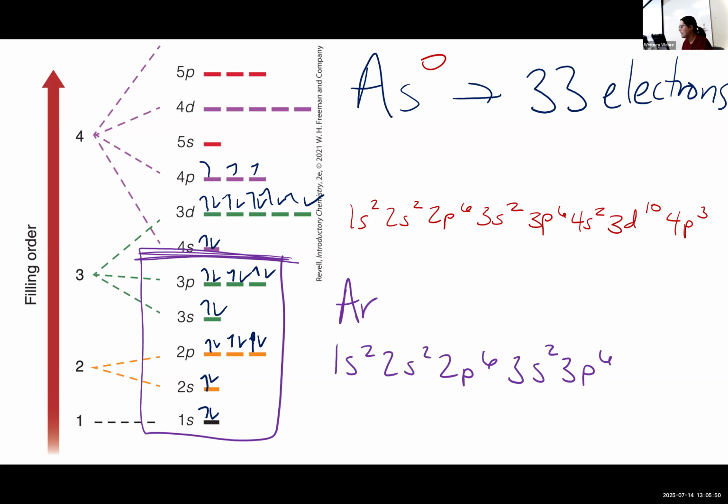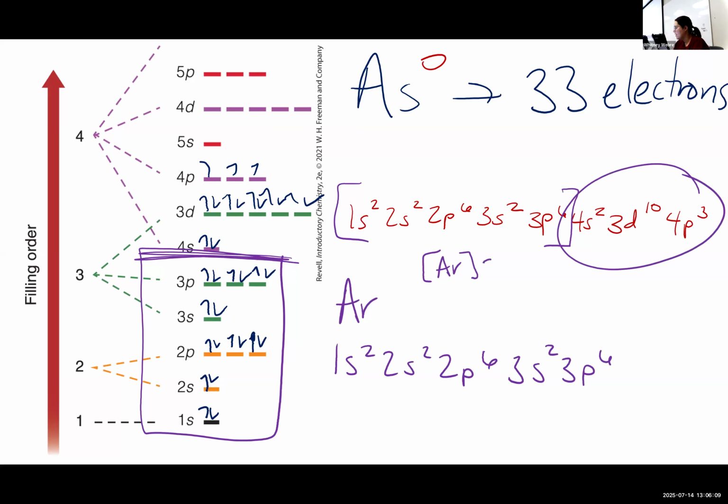I got argon done. It's diamagnetic, but that would be the same thing as this. If I want to shorthand it for arsenic, I can just, in brackets, put argon and then take whatever's left over, so everything after the last noble gas. So argon, 4s2, 3d10, 4p3. That is the shorthand noble gas configuration: everything after the last noble gas.